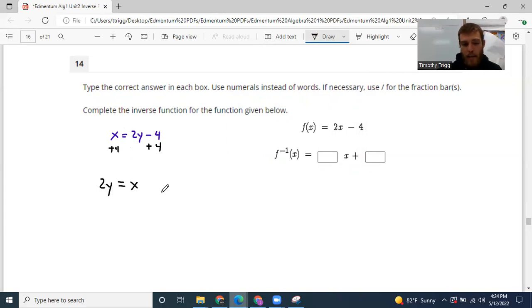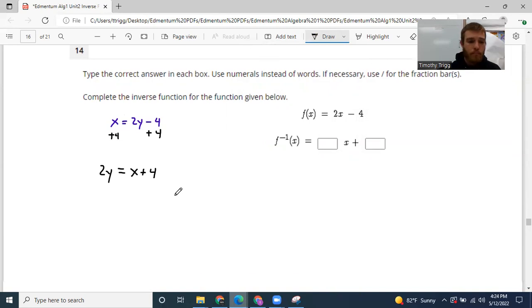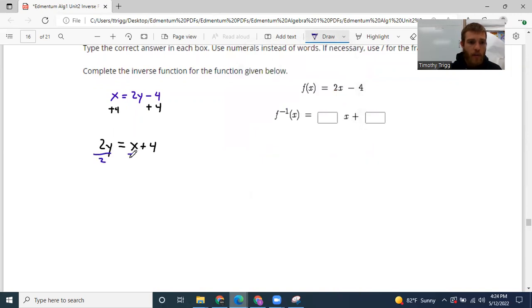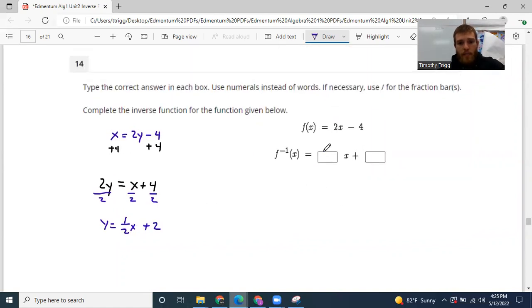Here we can't really combine these because it's a variable plus a constant. You can't really combine those. Lastly, to get y by itself, we're going to go ahead and divide by 2, divide by 2, divide by 2. So giving us that y equals, we'll call this 1/2 x plus 2. So you could put 1/2 in here and a plus 2.